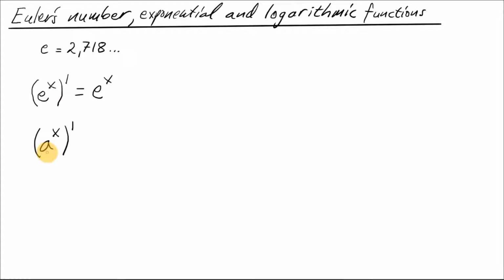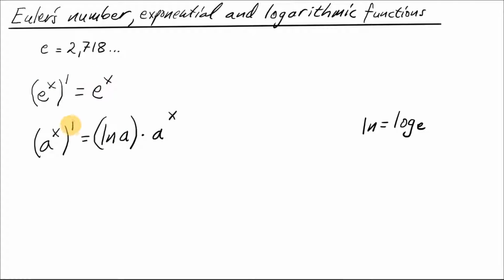For a general number a, the derivative is instead given by this, so you have to also multiply it by the natural logarithm of a. Remember that ln means log e. So the derivative of this one is equal to itself, but also multiply with the constant. And this constant is only equal to 1 if a is equal to e.